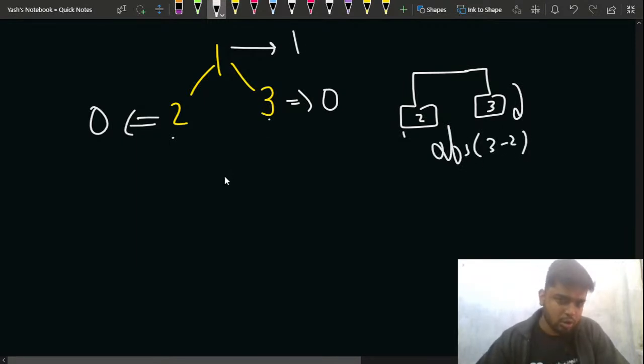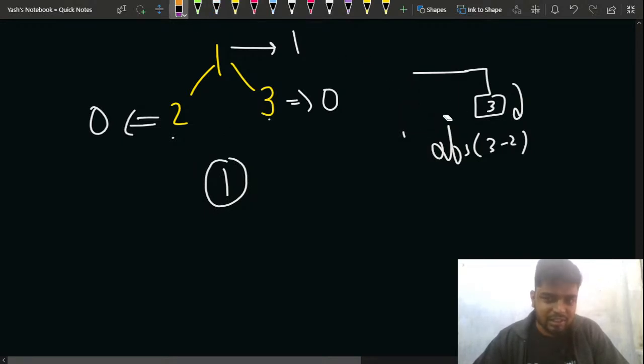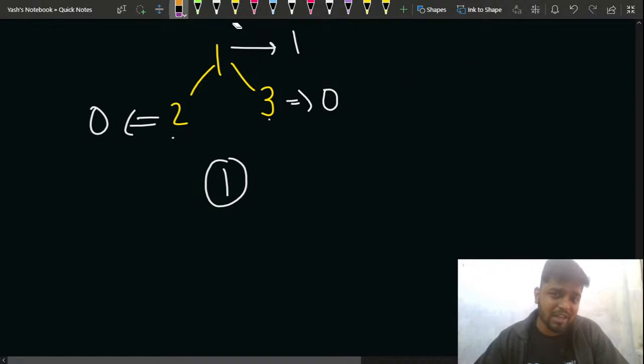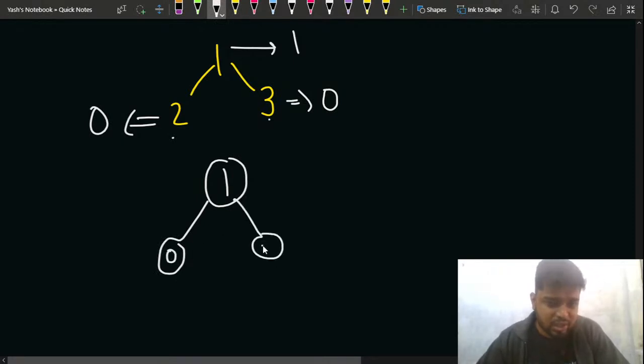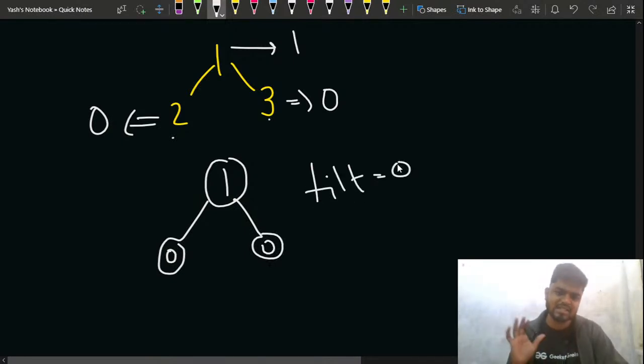If you draw the tilt binary tree, it will give me 1, because for the root of the tree, that is 1, the tilt is 1, since it has a left child with sum 2 and a right child with sum 3. After this, for its left child, the answer will be 0. For its right child, the answer is 0. So the total tilt for this test case is 1, right?